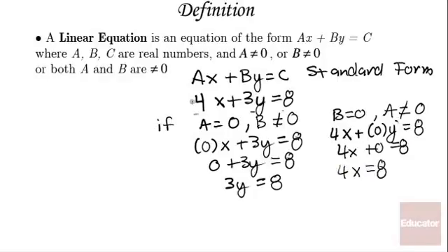So I have a situation here where I could have 4x plus 3y equals 8, and then I gave another situation where a was equal to 0 but b was equal to 3, and finally b was equal to 0 but a was equal to 4. What I can't have is a situation where both a and b are 0, because if that were to occur, both my x and y would become 0, and then I would not have a linear equation.